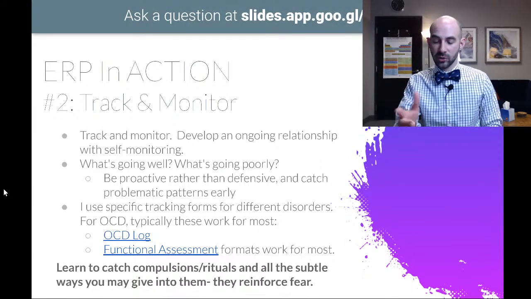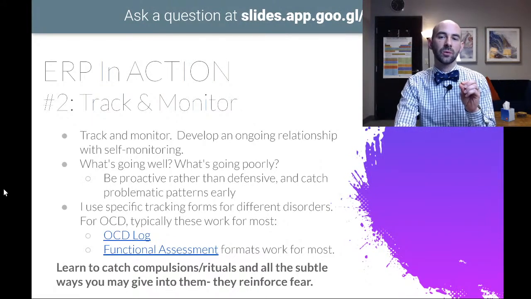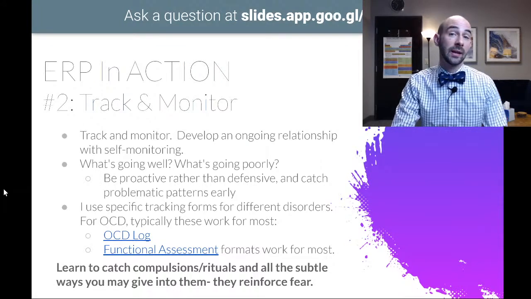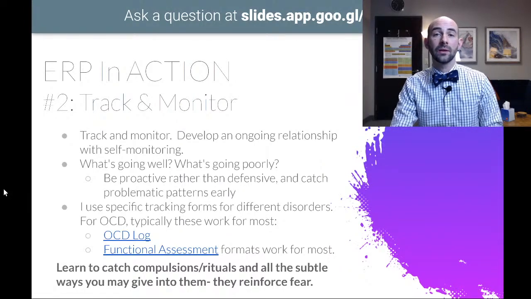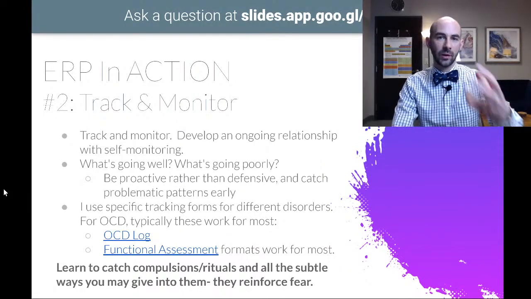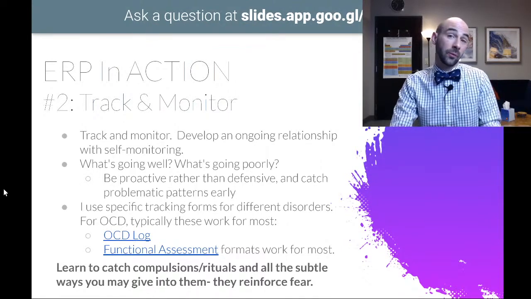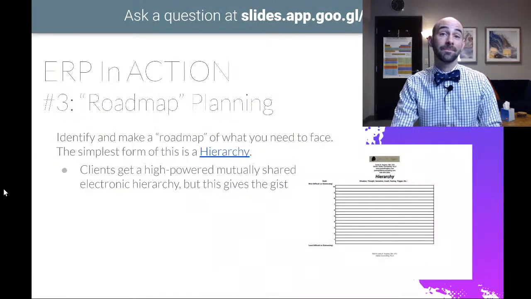And then also the functional assessment can be another tool. We have to learn to catch compulsions and rituals in all the subtle ways that we can give in to them. Looking away quickly as opposed to just glancing like you might normally glance if you didn't have fear driving it or disgust driving it. All those things reinforce the fear, reinforce the disgust, reinforce the obsession. If we're compulsing, we've got to catch our compulsions. Sometimes they really are very subtle.